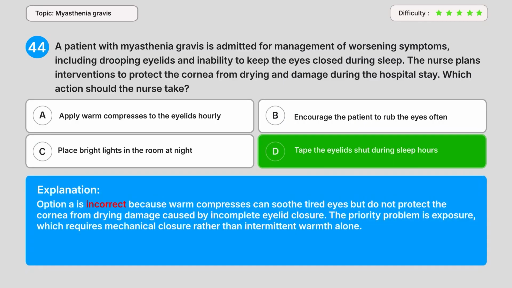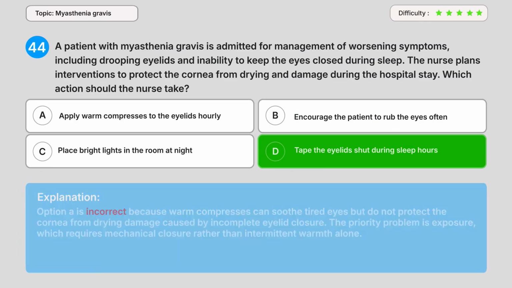Option A is incorrect because warm compresses can soothe tired eyes but do not protect the cornea from drying damage caused by incomplete eyelid closure. The priority problem is exposure, which requires mechanical closure rather than intermittent warmth alone.